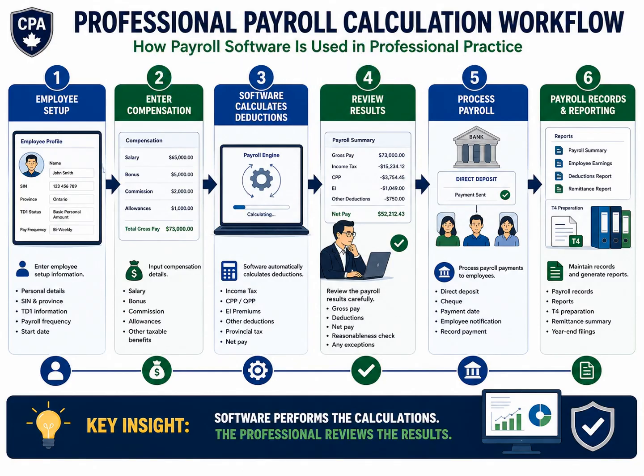The software provides speed, consistency, and automation. The tax preparer provides judgment, experience, and oversight. Neither works effectively without the other. Successful payroll administration is not about replacing professional expertise with technology. It is about using technology to eliminate repetitive calculations while allowing professionals to focus on accuracy, compliance, and decision-making. That combination of software and professional review is what creates reliable payroll results and helps ensure CRA compliance.